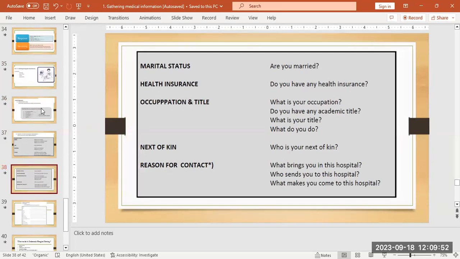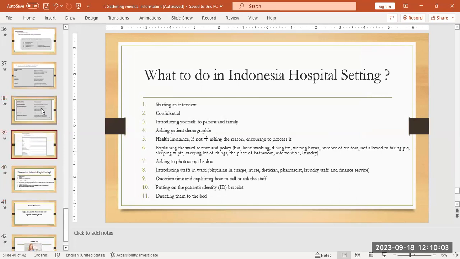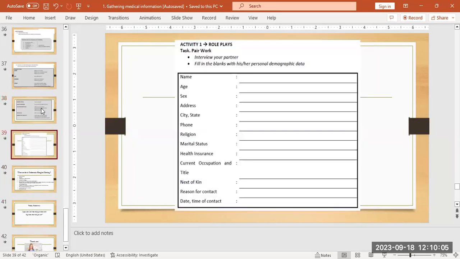Who is your next of kin? Next of kin, a contact. What brings you to the hospital? If you want to do the health status, you can ask, would you tell me about your health condition today?